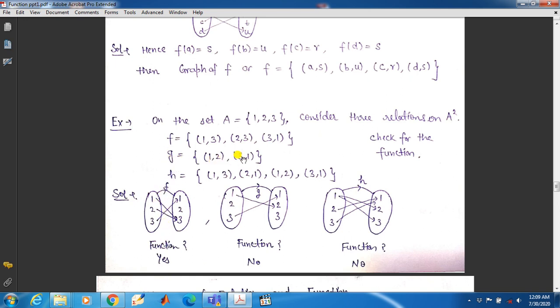So the relation f is a function. Similarly for g, the second relation, 1 is mapped to 2 and 3 is mapped to 1. There is no image for the element 2. That is a violation of the condition for a function, so that is not a function. For h, 1 is mapped to 2, 1 is mapped to 3, 2 is mapped to 1 and 3 is mapped again to 1. You can see that 1 has two images, 2 and also 3, and that is not possible in the case of a function. Hence it is not a function. So only f is a function.